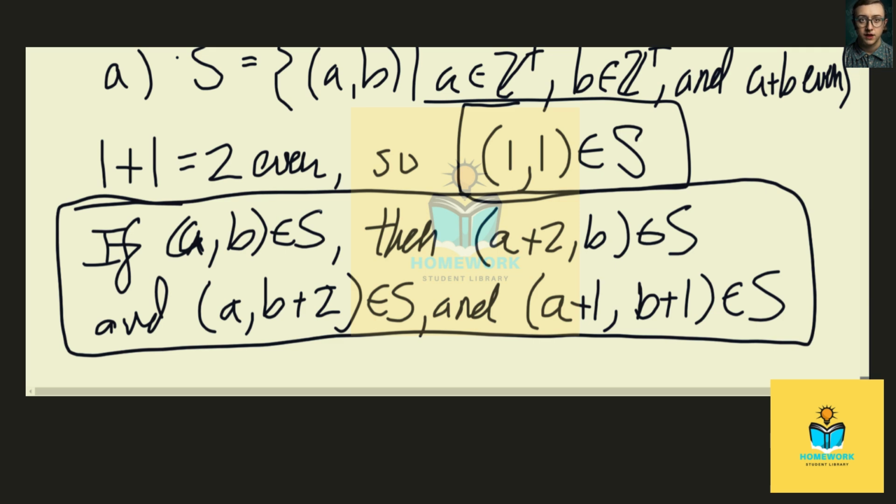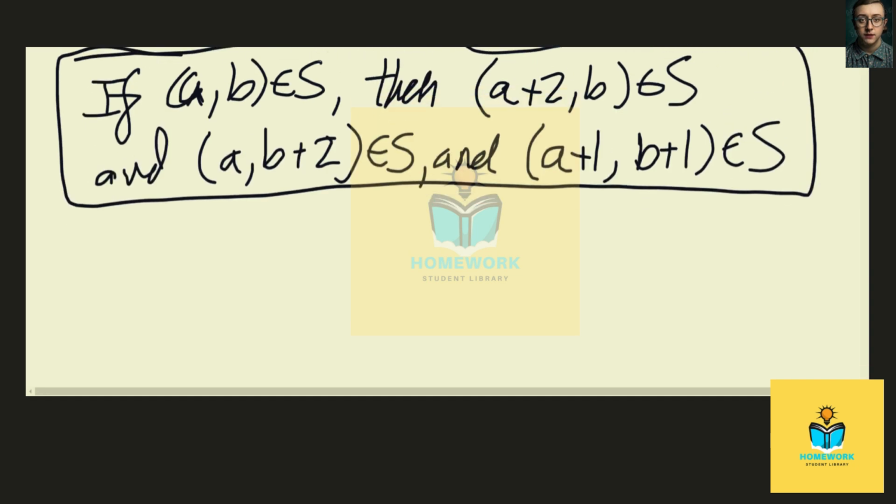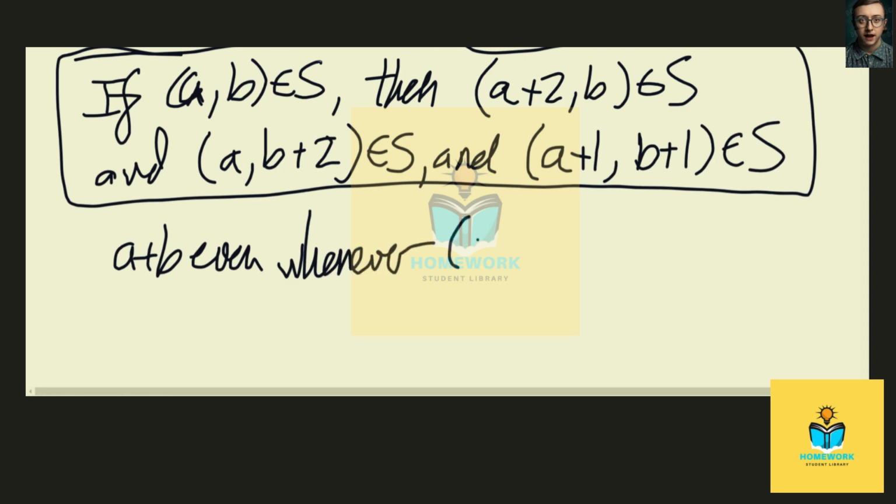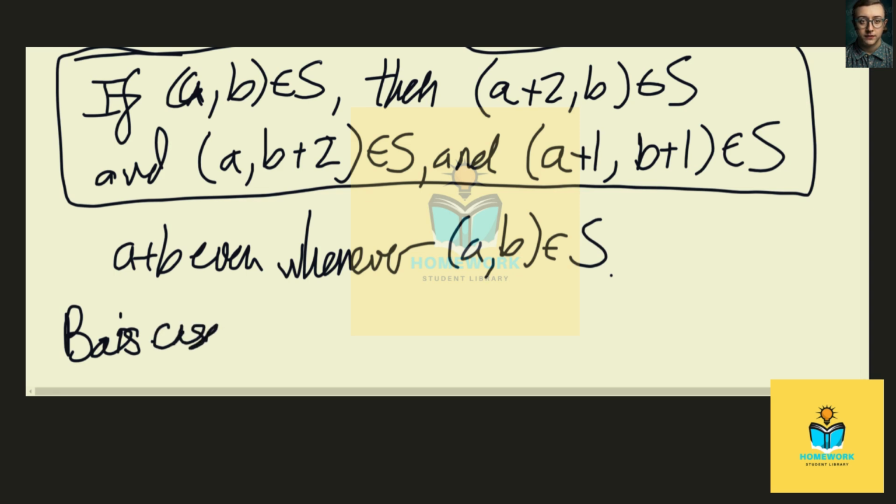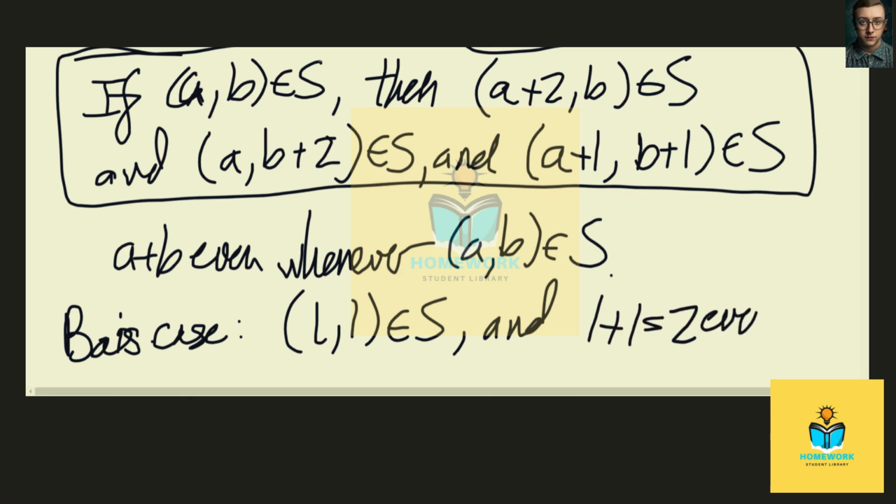Now, we'll use structural induction to prove that this definition is correct. So the basis step: we want to prove that A plus B is even whenever (A, B) lies in S. So first of all, for the basis case, we have that (1, 1) lies in S, and 1 plus 1 equals 2, of course, is even, so this checks out.